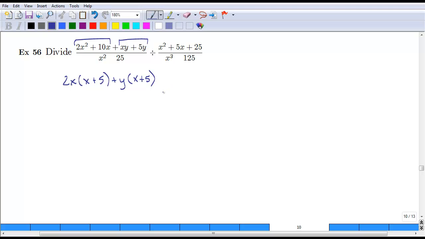So that would end up simplifying to be x plus 5 times the quantity 2x plus y. Our denominator, which was x squared minus 25, is a difference of perfect squares, so that factors to be x plus 5, x minus 5.